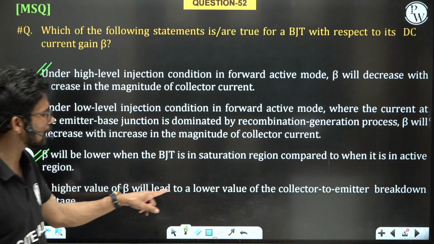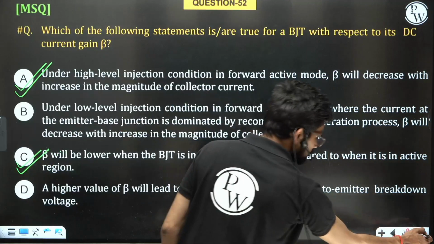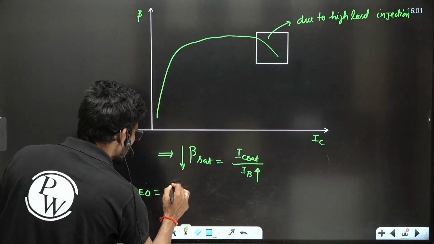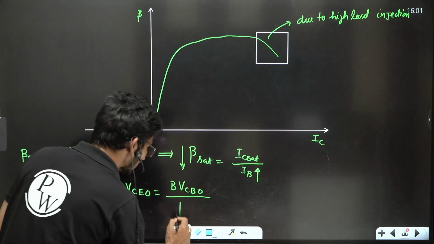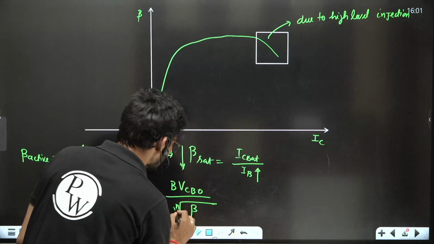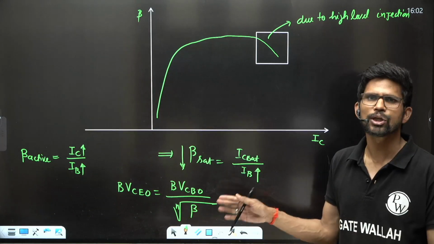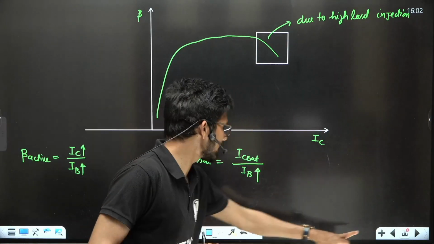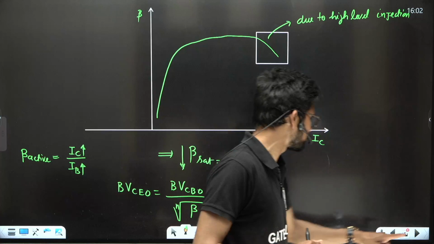Option D: a higher value of beta will lead to a lower value of the collector to emitter breakdown voltage. The collector to emitter breakdown voltage, BVCEO, is the collector to base breakdown voltage divided by the nth root of beta, where n is an empirical constant whose value mainly lies between 3 and 6. Now, if you increase beta, what will happen?